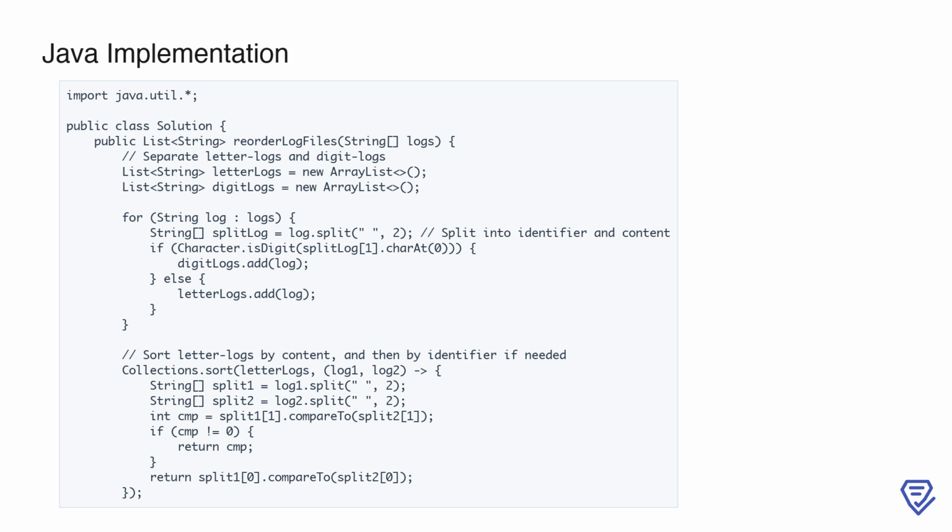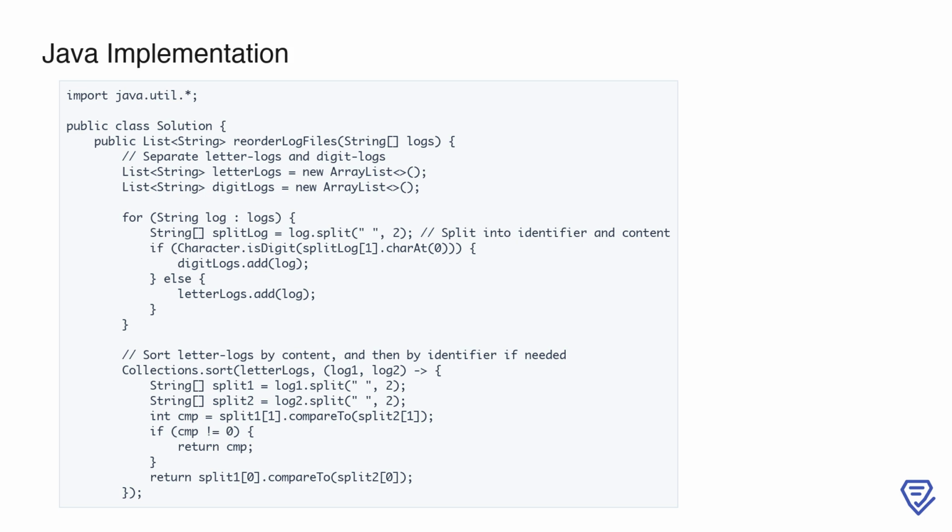Here, we start by importing the necessary Java utilities. The method reorderLogFiles takes an array of log strings as input and aims to reorder them based on the problem's requirements. To begin, we separate the logs into two categories, letter logs and digit logs. We use two lists, letterLogs and digitLogs, to store these categories respectively. We then iterate through each log in the input array.